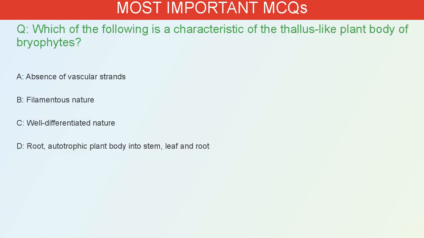Which of the following is a characteristic of the thallus-like plant body of bryophytes? A. Absence of vascular strands. B. Filamentous nature. C. Well-differentiated nature. D. Root, autotrophic plant body into stem, leaf and root.